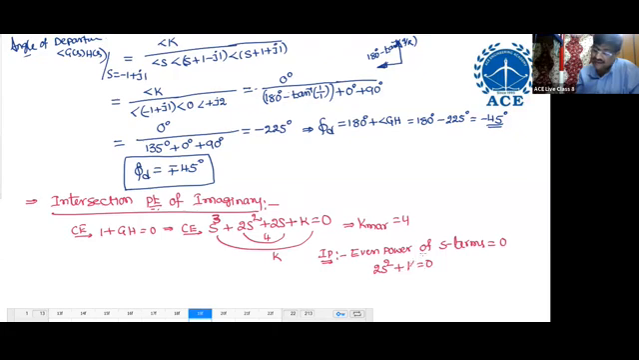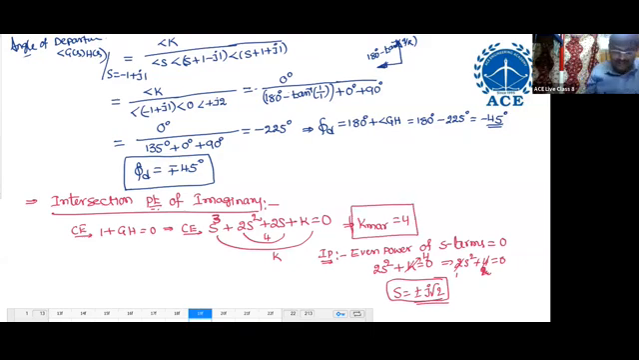K is 4. Then what happened? 2s square plus 4 equal to 0. s square equal to minus 2, so s equals plus or minus j root 2. This is the intersection point with the imaginary axis, plus or minus j root 2, and K marginal is 4.